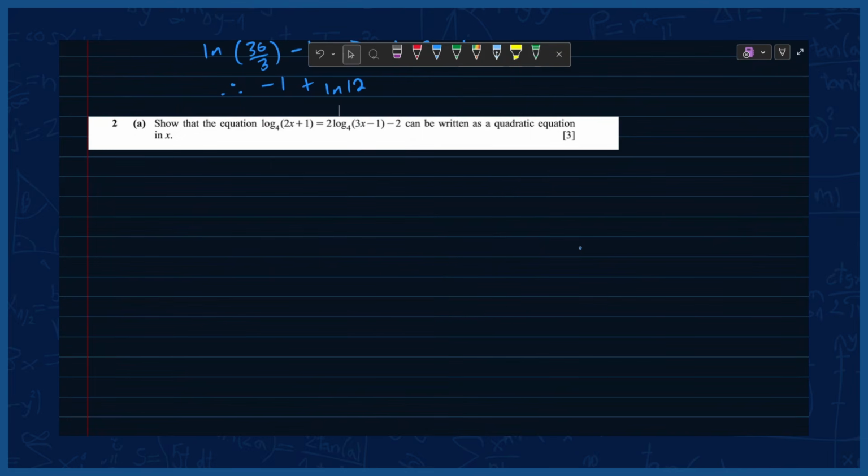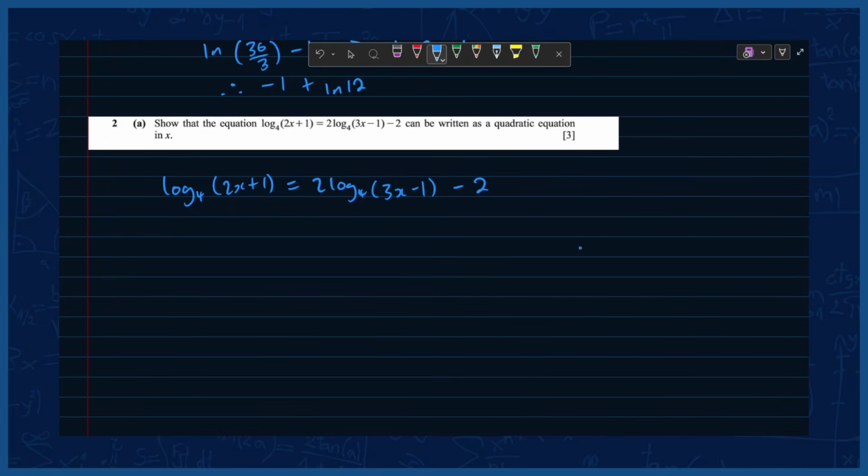Question number 2, part A. Show that the equation log to the base 4 of 2x plus 1 is equal to 2 log to the base 4 of 3x minus 1 minus 2 can be written as a quadratic equation in x. 3 marks. Okay. So I've got log to the base 4 of your 2x plus 1, and this is equal to 2 log to the base 4 of 3x minus 1 minus 2.